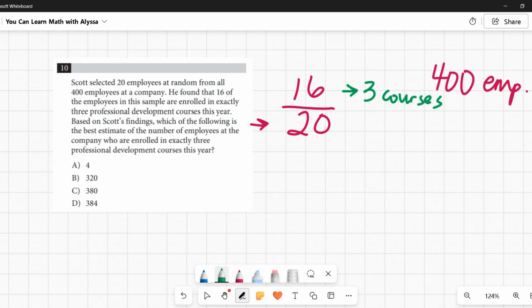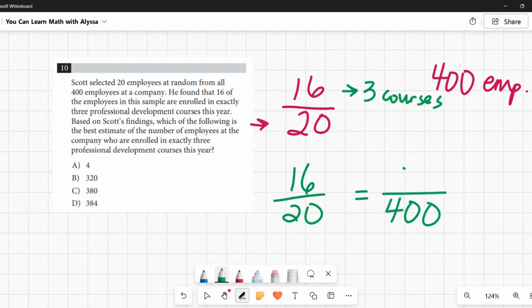All right. Based on Scott's findings, which of the following is the best estimate of the number of employees at the company who are enrolled in exactly 3 professional development courses this year? So they're asking us to use a sample to predict the whole number. So 16 out of 20 are in 3 courses. And if we assume that this ratio holds true for the whole company, we'll say, okay, then how many out of 400 can we expect?